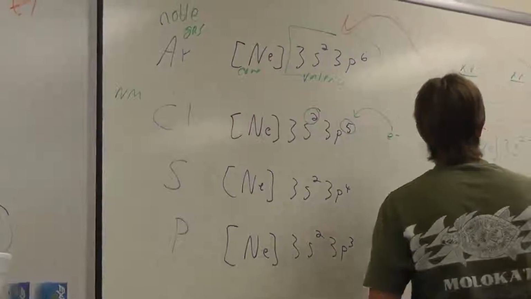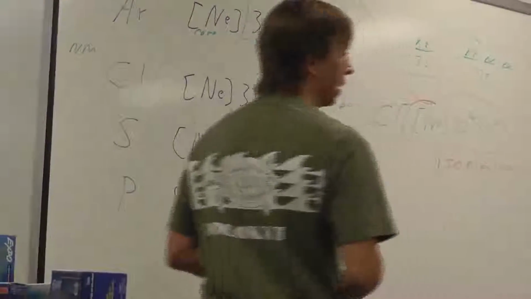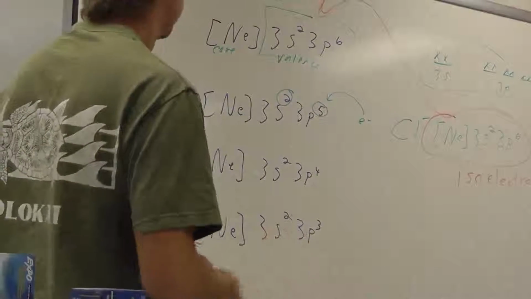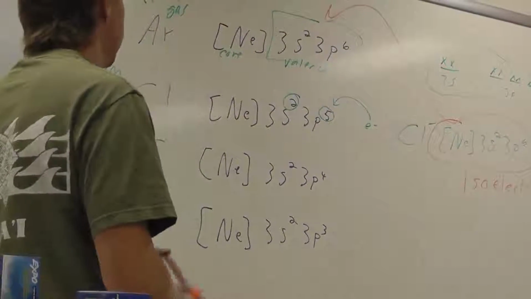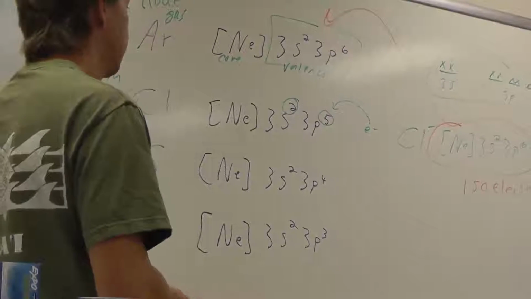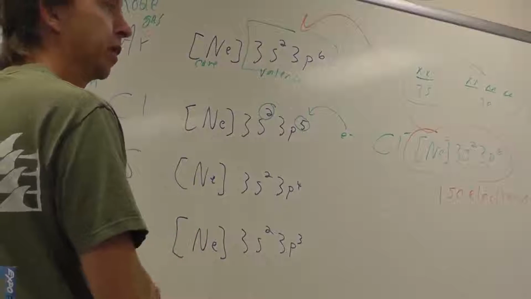The term here is isoelectronic. Isoelectronic means same configuration as. The chloride ion is isoelectronic with argon. Cl negative is isoelectronic with argon because it has exactly the same configuration as argon.